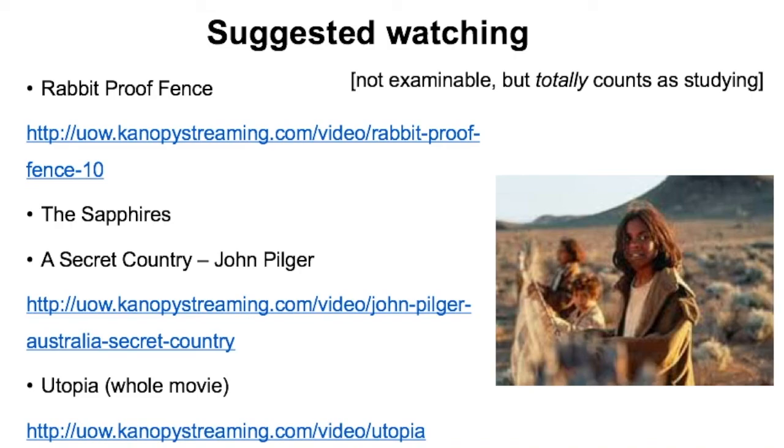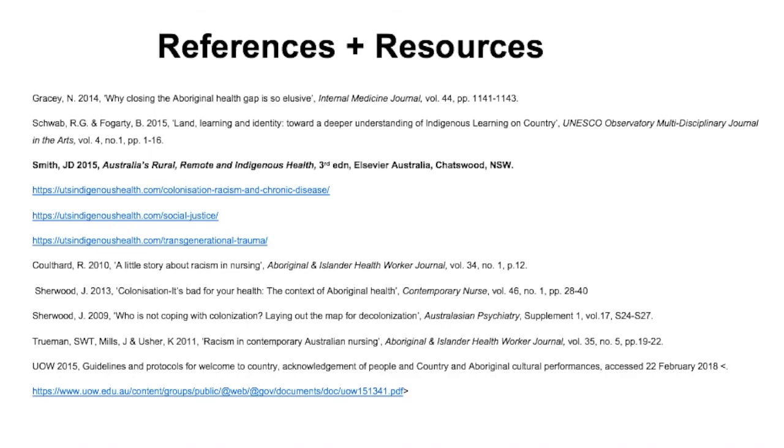You've got A Secret Country and then The Utopia. This is a link to the whole movie. As part of your pre-reading, you're to watch a 15-minute slice of the Utopia film that just looks through some health disparities. Here are some references and resources that are used and you should look at, that may be helpful in putting together your assignment.